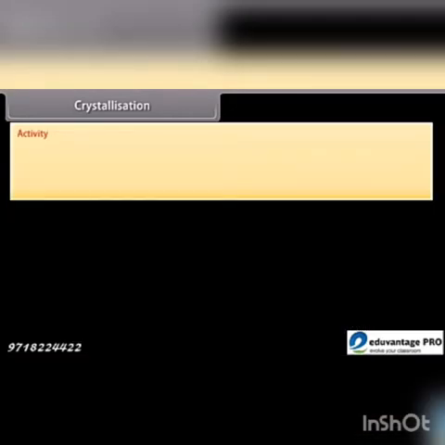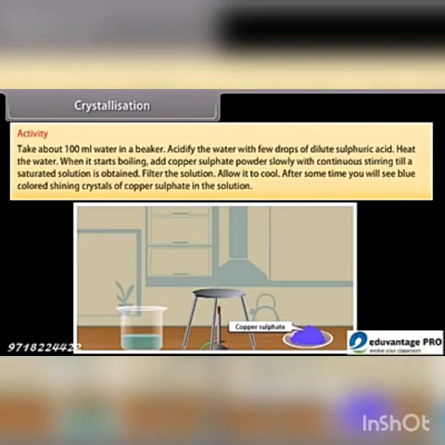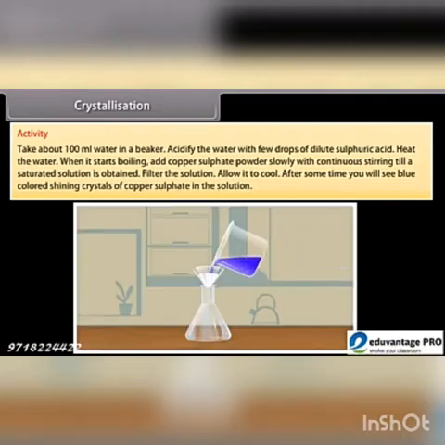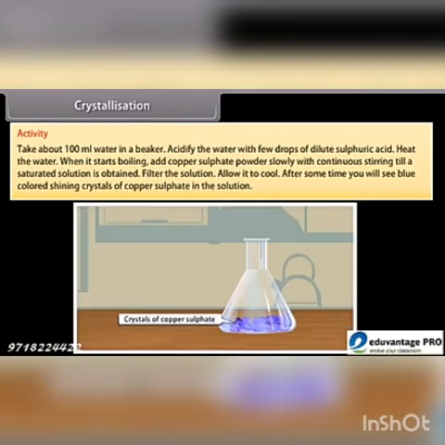Activity. Take about 100 milliliters of water in a beaker. Acidify the water with a few drops of dilute sulfuric acid. Heat the water. When it starts boiling, add copper sulfate powder slowly with continuous stirring till a saturated solution is obtained. Now filter the solution. Allow it to cool. After some time you will see blue-colored shiny crystals of copper sulfate in the solution.